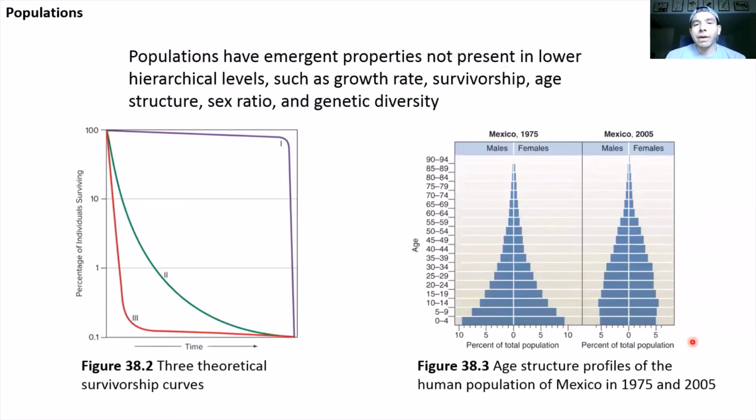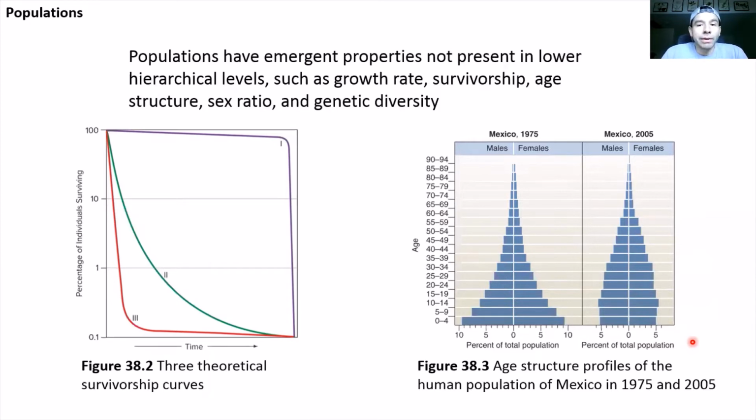So populations have emergent properties that are not present in lower hierarchical levels, and that tends to be true for all hierarchical levels, right? Communities have emergent properties not present in populations, and ecosystems have emergent properties not present in communities. Populations have emergent properties not present in organisms, such as growth rate or survivorship, age structure, sex ratio, and genetic diversity.